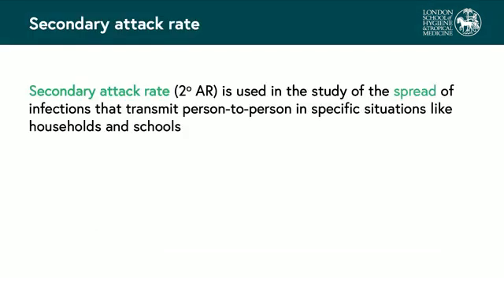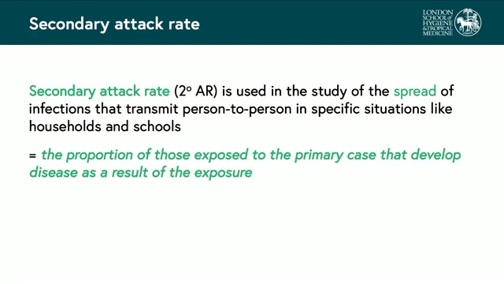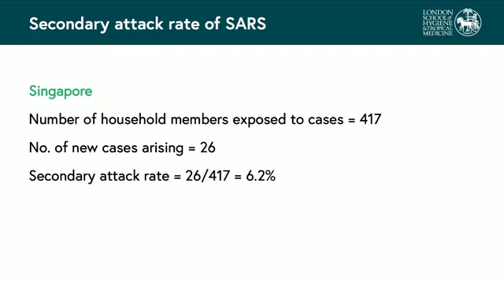Another way to measure infectiousness is the secondary attack rate. It's a measure of spread in specific situations, for example in households. It's defined as the proportion of those exposed to the primary case that develop disease as a result of that exposure. Unfortunately, there is limited information on the secondary attack rate for the virus causing COVID-19.